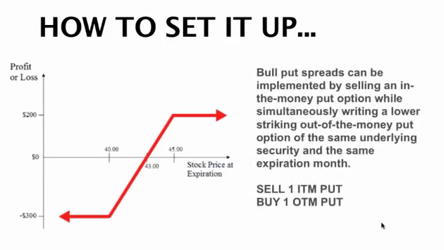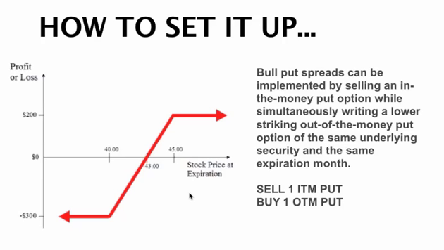So how do you set this up, right? Again, it's very easy. It only takes two options to set up this particular strategy, but this is where the beauty of creating a strategy around the market comes in with options. So bull put spreads are implemented by selling an at-the-money put while simultaneously writing a lower strike out-of-the-money put of the same underlying security and the same expiration month. Very key there that it's the same expiration month.